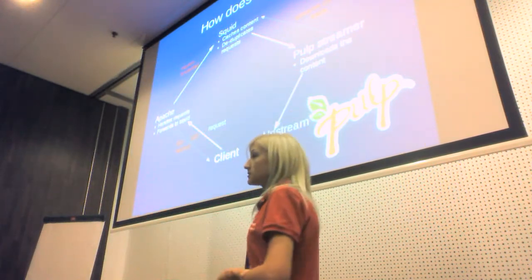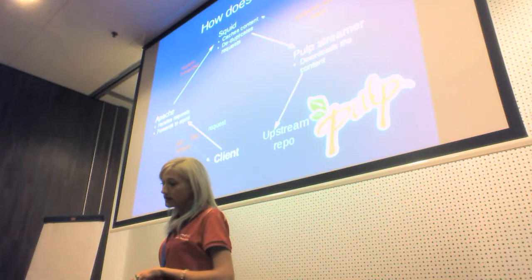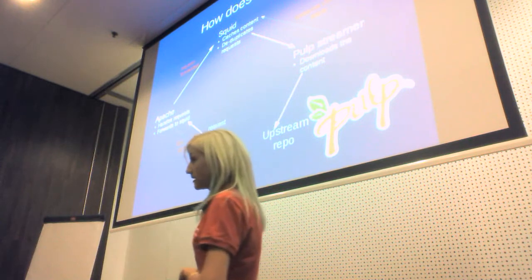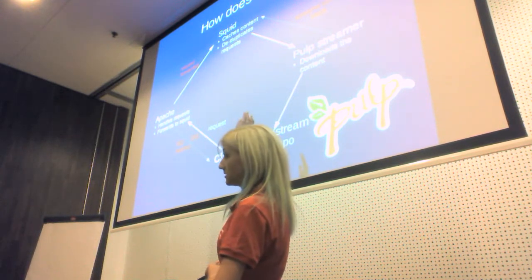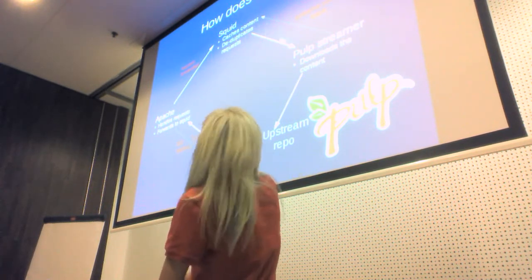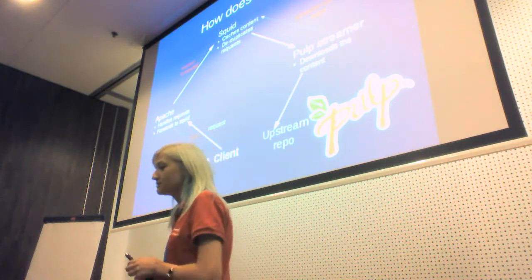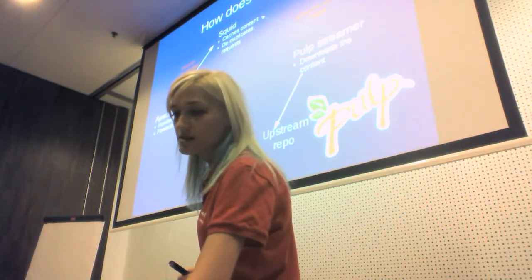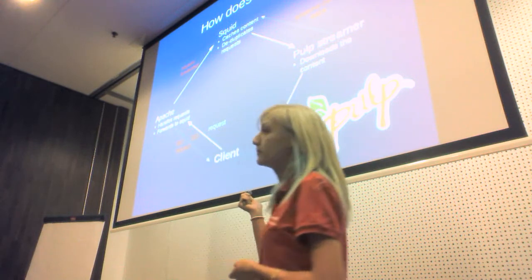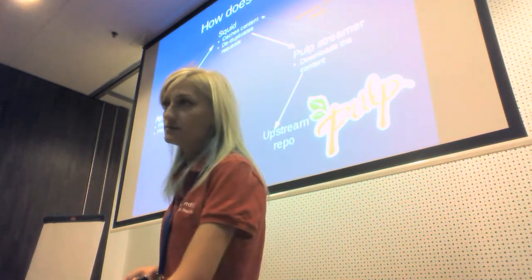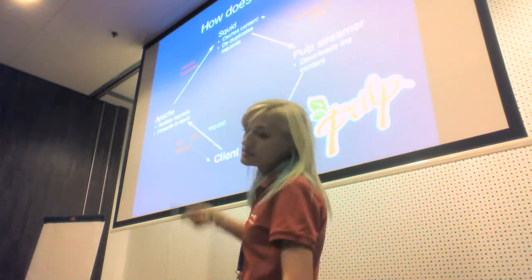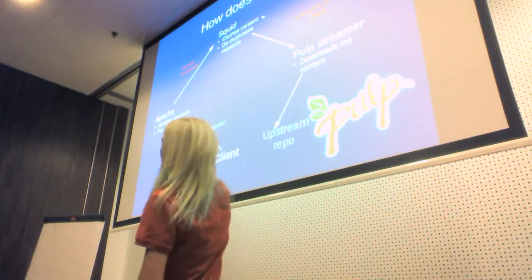Squid, what does Squid do? Squid caches the content. So we look into the cache and see if there is some content present, and we stream the content right away back to the client. If there is nothing in the cache, we forward this request to the Pulp streamer. What is the Pulp streamer? The Pulp streamer is a microservice which is responsible for the actual download of the content from the upstream repo. So the Pulp streamer goes to the upstream remote repo, downloads the bits, and streams them back to the client.